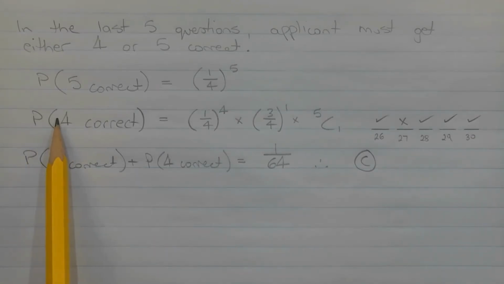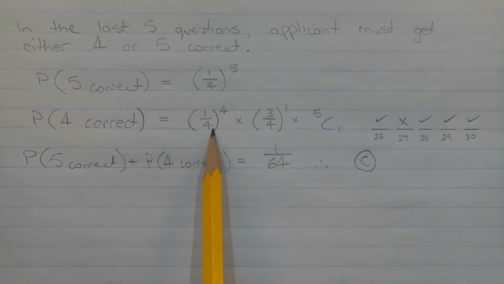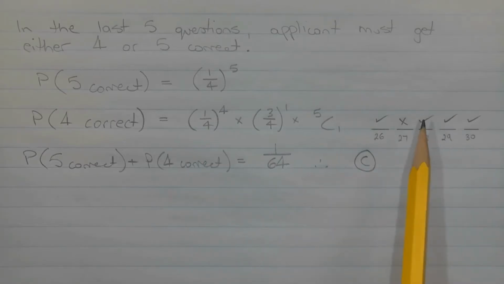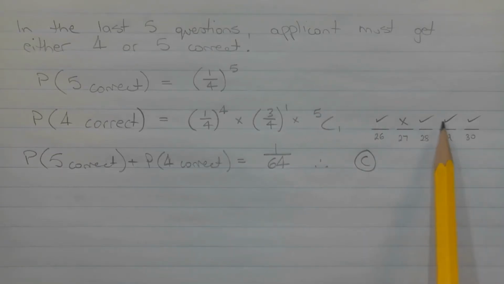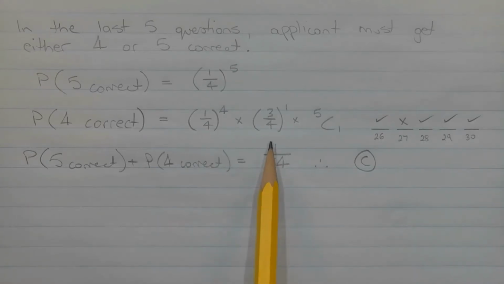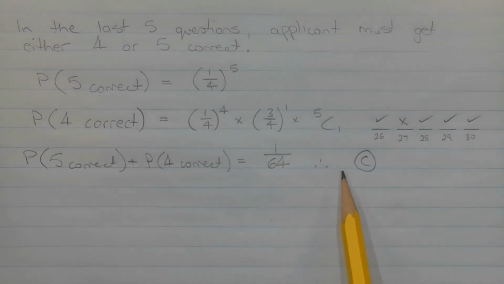So the probability of getting exactly 4 correct is 1 over 4 to the power of 4 times 3 over 4 to the power of 1. So this is the probability of making a mistake. And this can occur 5 choose 1 different ways. If you consider this dash diagram, the x represents an incorrect answer, a mistake made. This x can be in any one of these 5 spaces. So adding these 2 probabilities together gives us the probability that the applicant will pass this test. So the probability of 5 correct plus the probability of 4 correct is equal to 1 over 64. Therefore, the correct answer is option C.